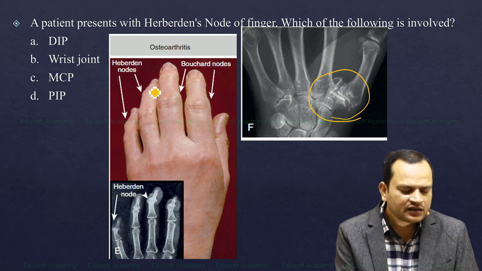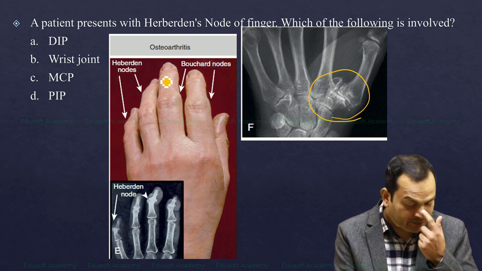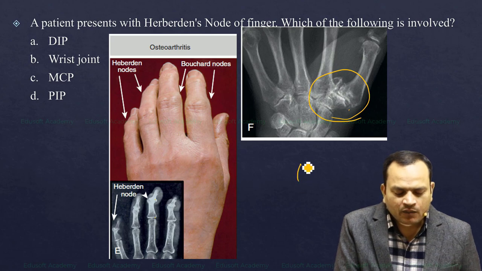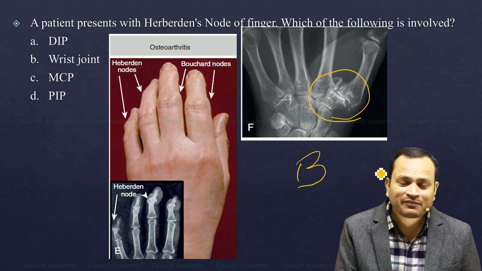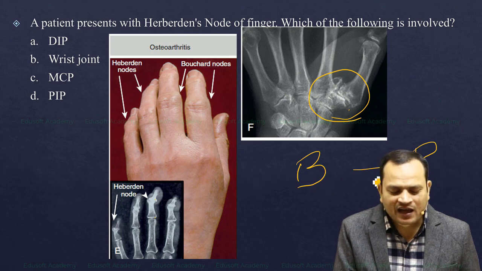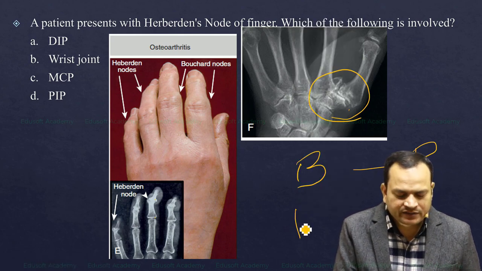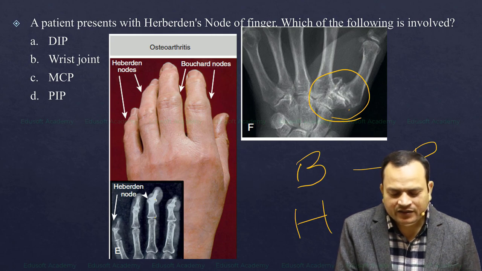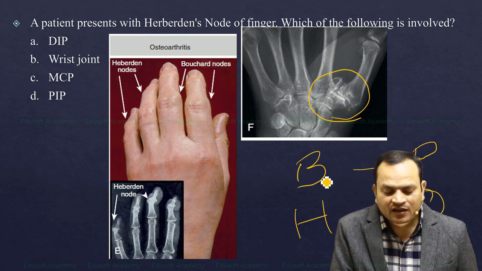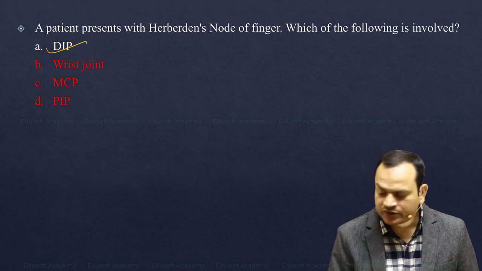Similarly, the DIP and the PIP are involved. So what happens is, Heberden's nodes appear on the DIP joint. Bouchard's appear on the PIP. So remember, when I write a mnemonic, how I remembered during my preparation days is B and P. So Bouchard's appear on the PIP joint. Similarly, Heberden's nodes appear on the DIP. That is how I remember. Heberden's on DIP joints, Bouchard's on PIP joint. So the correct answer for this is Heberden's nodes on DIP joint.